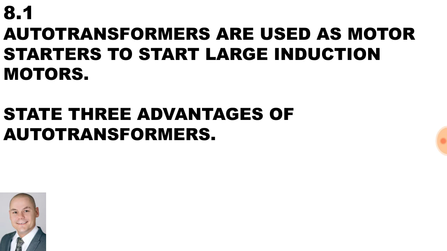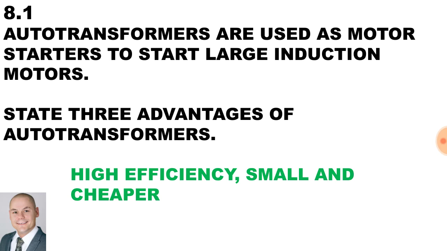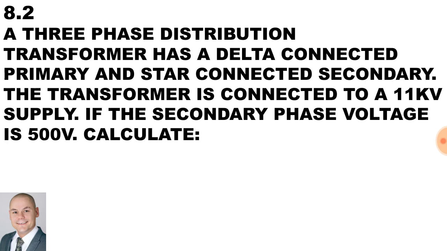8.1. Now we're looking at the section on transformers. Auto transformers are used as motor starters to start large induction motors. State 3 advantages of auto transformers. Auto transformers have high efficiency, they are smaller and cheaper, and the reason for this is because they only have one field coil, therefore less copper wire is used.